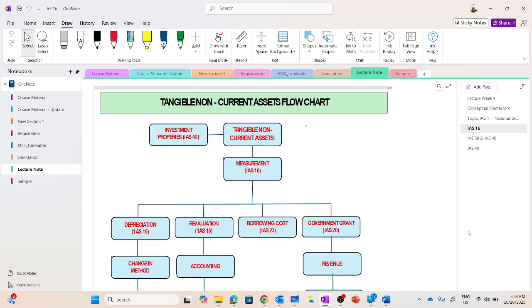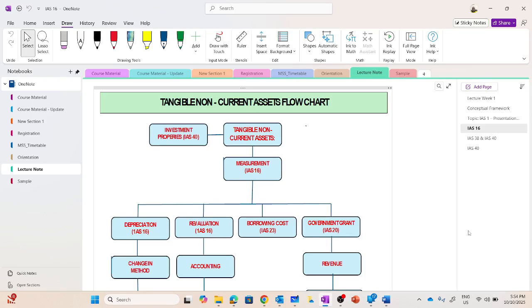So we are going to look at investment properties, which is covered under IAS 40, and we are going to look at the tangible non-current assets. We are going to look at the measurement as per IAS 16. We are going to look at depreciation under IAS 16. We are going to look at the change in method, the change in estimate, and we are going to look at how we can depreciate component costs.